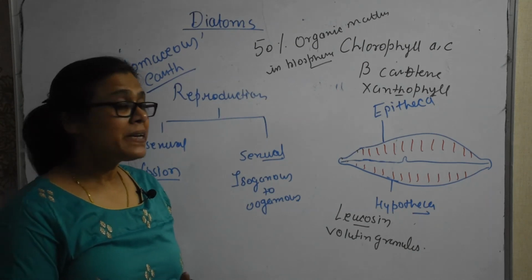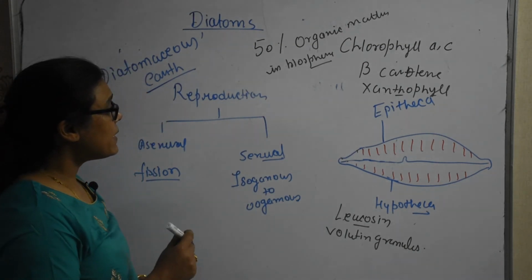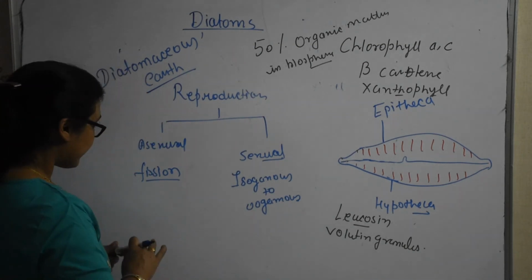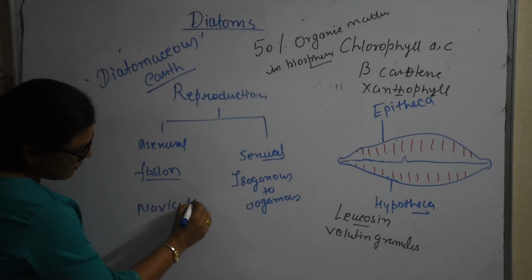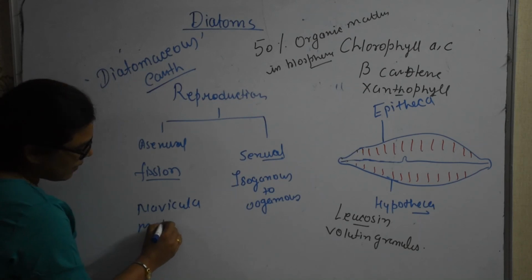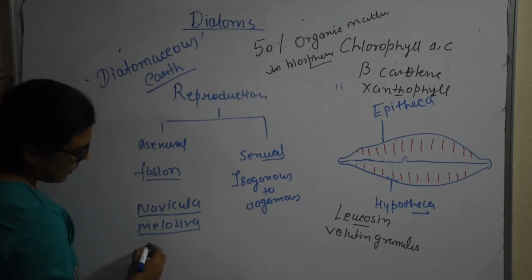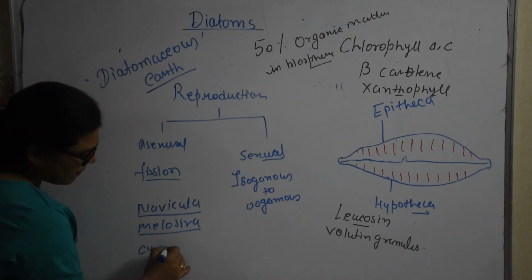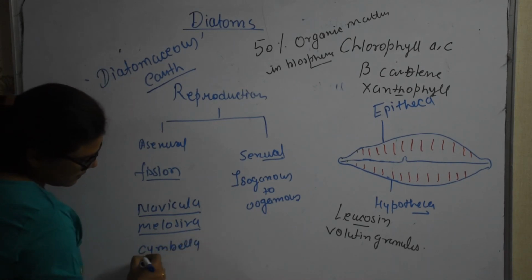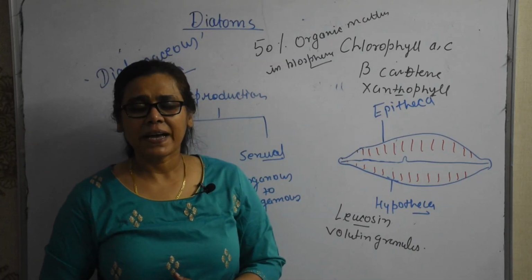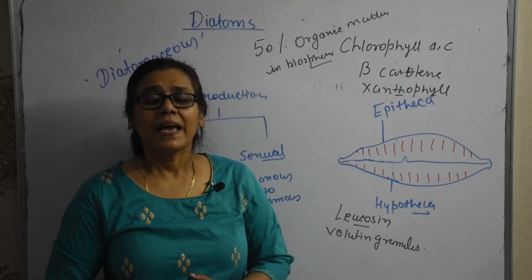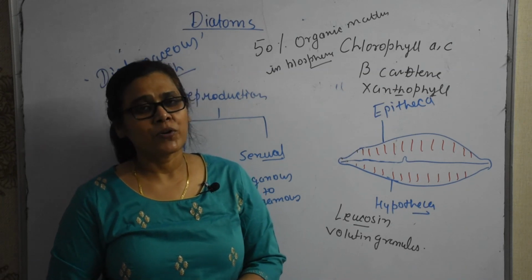Now we will see the common examples. The common examples are Navicula, Melosira, Cymbella, etc. This was all about the common characteristics of diatoms. In the next video, I will discuss euglenoids.